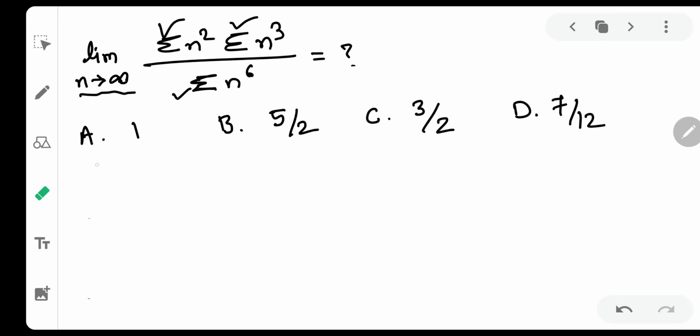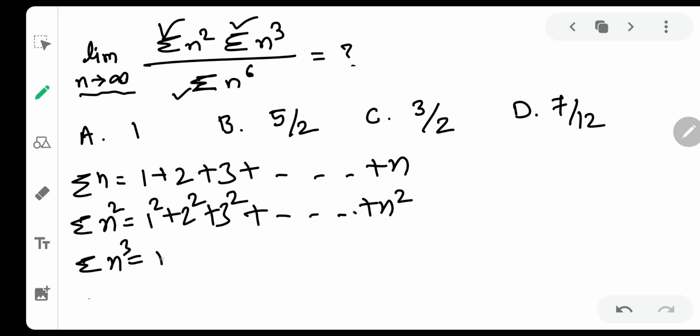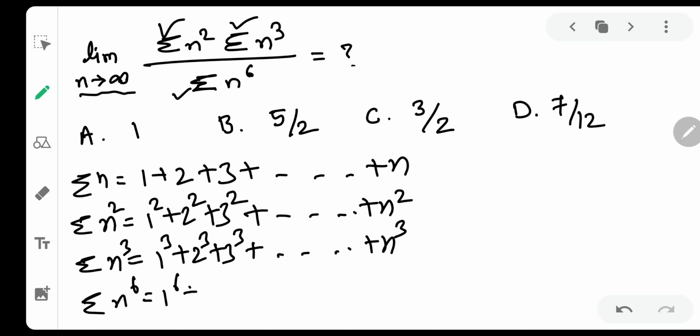Okay, now what is summation n? That you first need to understand. Summation n is 1 plus 2 plus 3 up to n. What is summation n square? It is 1 square plus 2 square plus 3 square up to n square. And what is summation n cube? It will be 1 cube plus 2 cube plus 3 cube up to n cube. And what is summation n raised to 6? It is 1 raised to 6 plus 2 raised to 6 plus 3 raised to 6 up to n raised to 6. Okay, so I hope you understood the basic ideology behind summation. Basically these are the summations of different powers of integers.